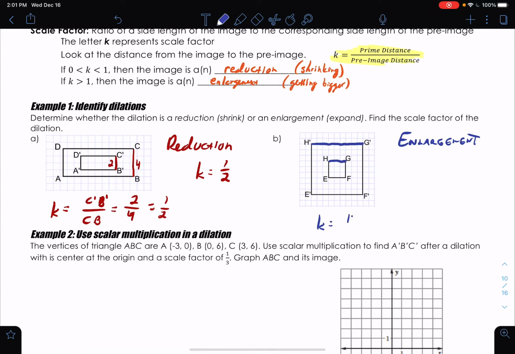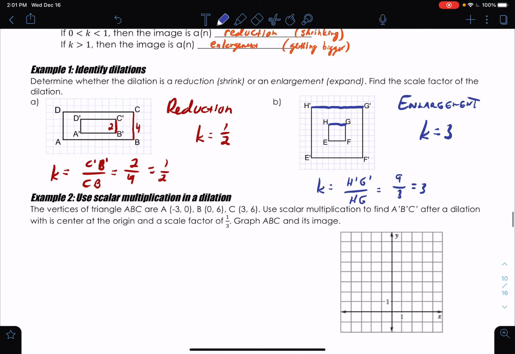So I'm going to compare prime to pre. H prime G prime is 1, 2, 3, 4, 5, 6, 7, 8, 9. And HG is 1, 2, 3. So 9 divided by 3 is 3. So my K value is 3. H prime G prime F prime E prime is 3 times as big as HGFE. That's what that K value means.